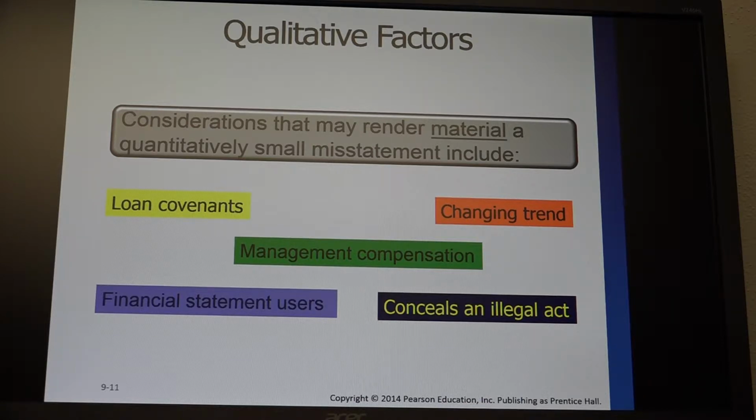And last but not least, who are the financial statement users? If the financial statements are going to be used in an IPO, an initial public offering, the materiality threshold may be lower in that situation because of the potential for lawsuits by the various users of the financial statements.